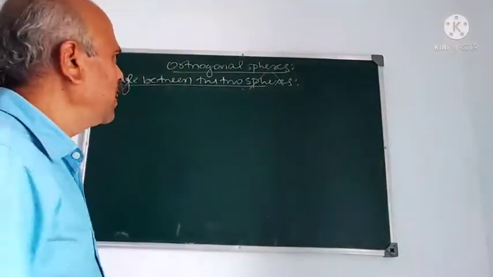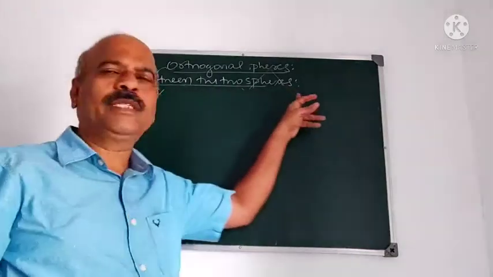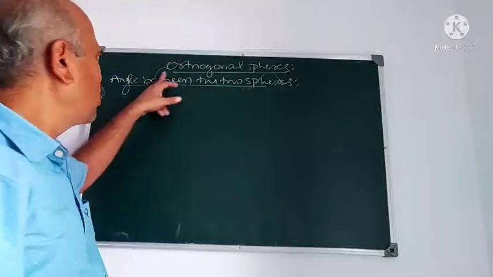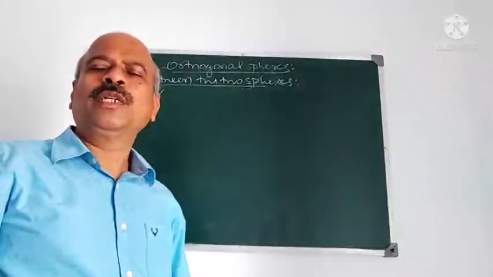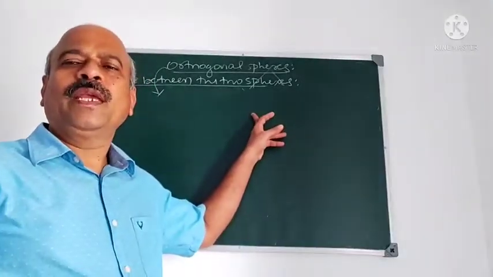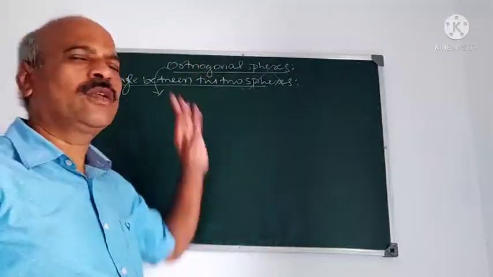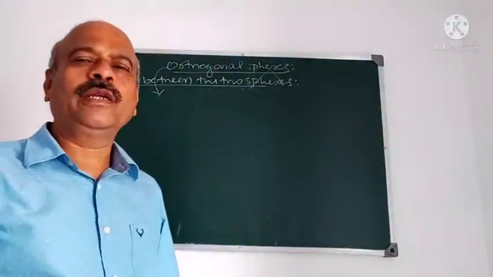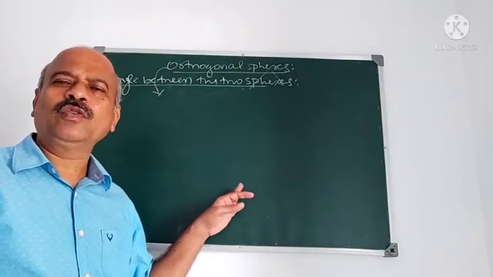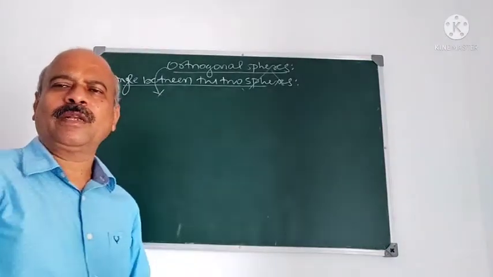Now, orthogonal spheres. See the definition. I think you followed what is the angle between the two spheres. It is the angle between the tangent planes at the point of intersection. Orthogonal spheres means if two spheres intersect and the angle between the two spheres is 90 degrees, the two spheres are said to intersect orthogonally. Orthogonal means the angle between the two spheres is 90 degrees. How is the angle between two spheres defined? It is the angle between the tangents at the point of intersection.